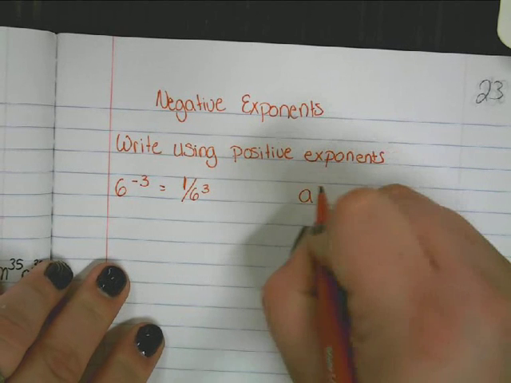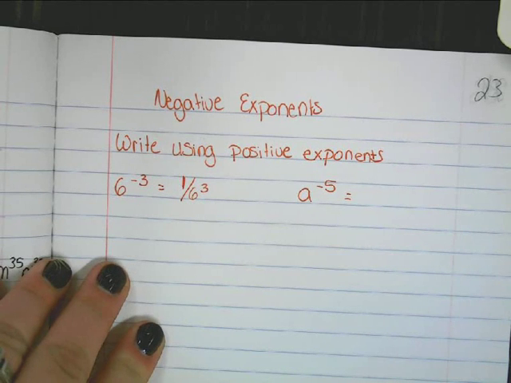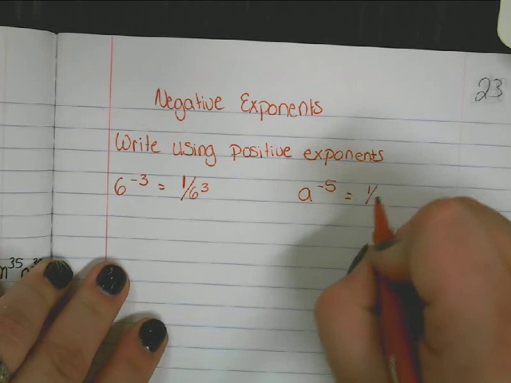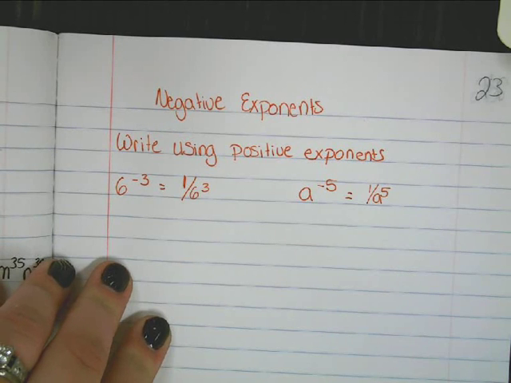A to the negative fifth. How am I going to write A to the negative fifth? 1 over A to the fifth. That's the first part of it.